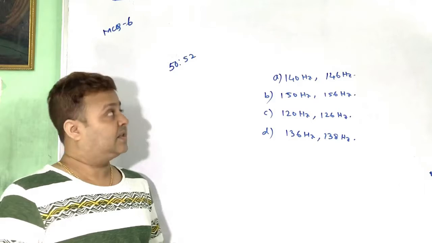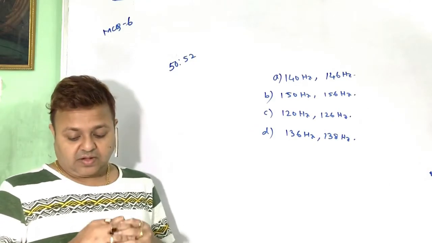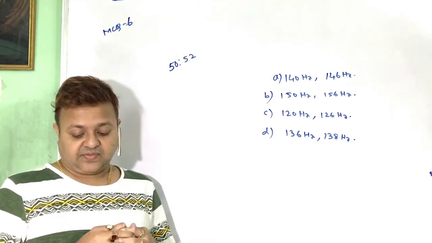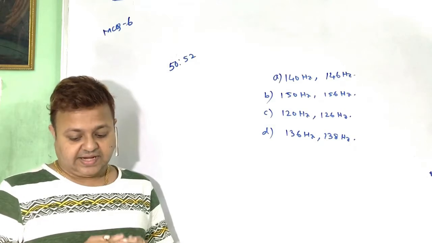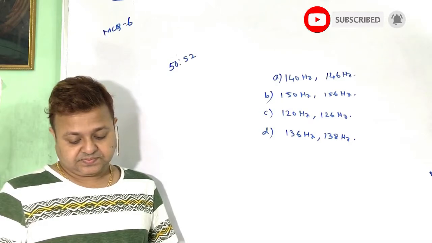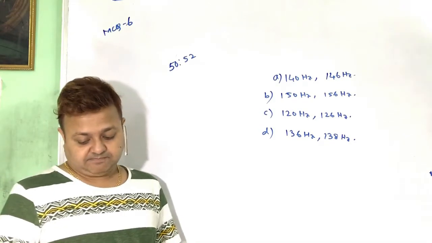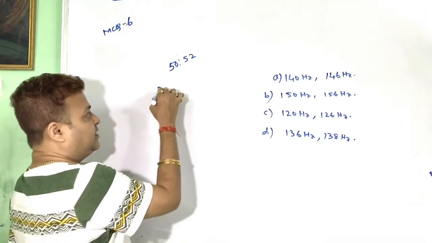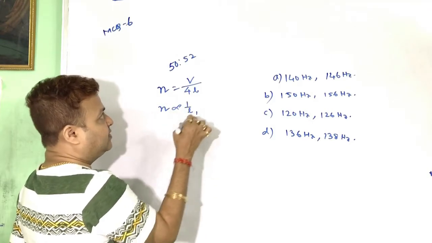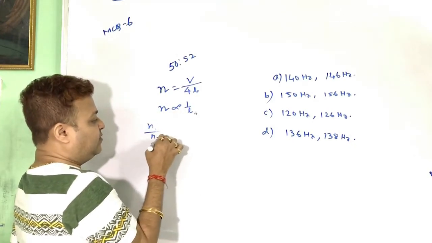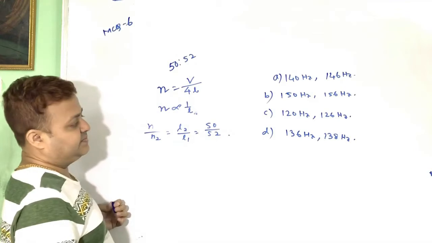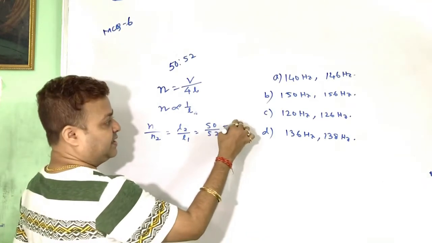Let me say it once more. Two organ pipes closed at one end give 6 beats per second with their fundamental node. If their lengths are in the ratio of 50:52, then their fundamental frequencies? What is the fundamental frequency of the closed pipe? V by 4L. That is, n is inversely proportional to L, right? So I can write N1 by N2 equal to L2 by L1, that is equal to 50 by 52. This is equation number 1.